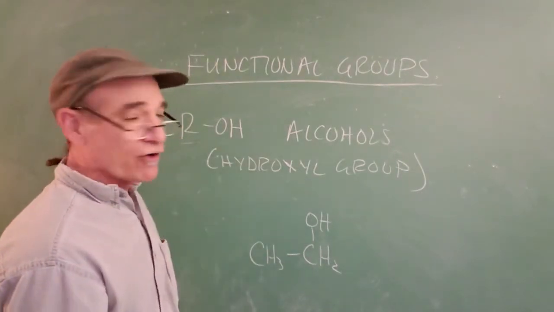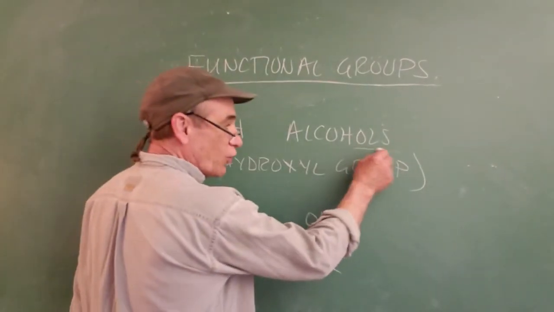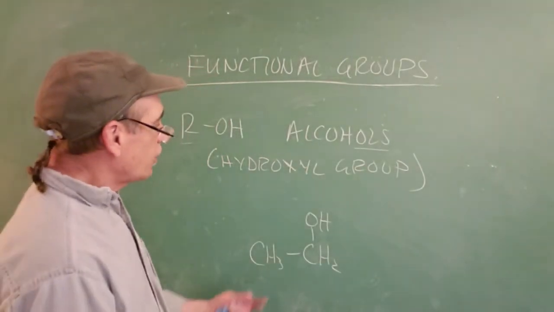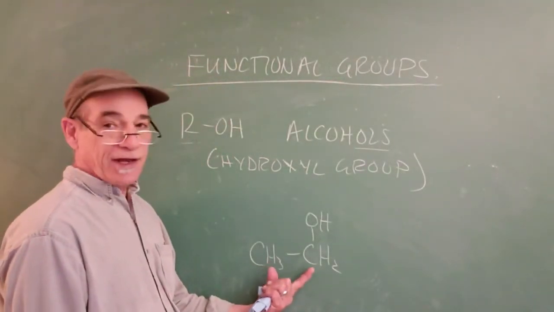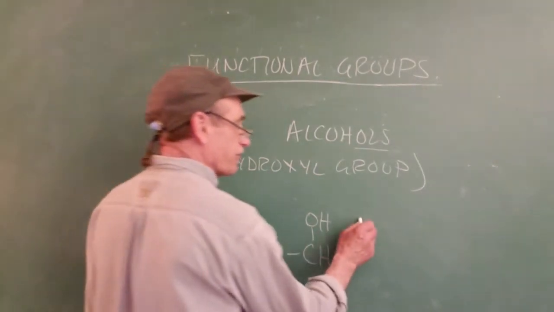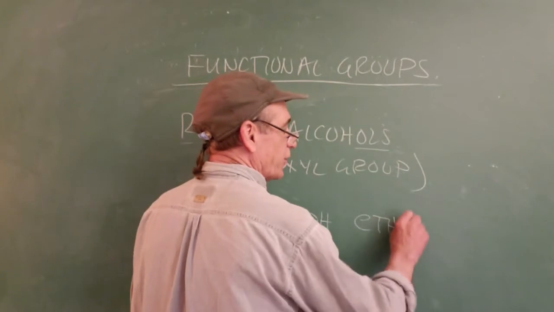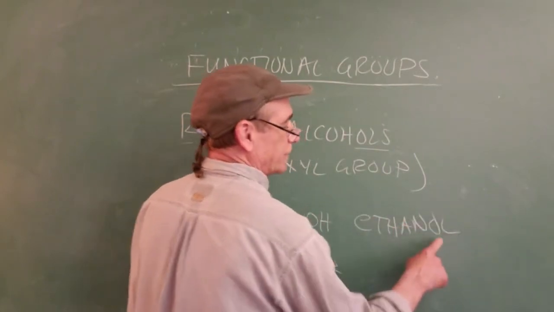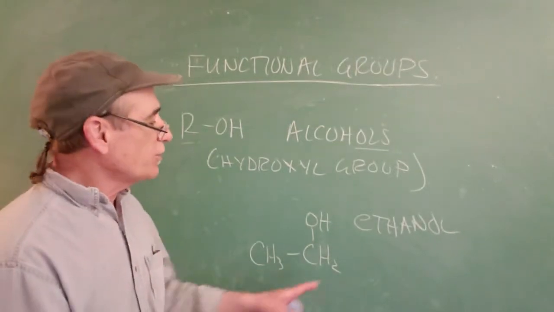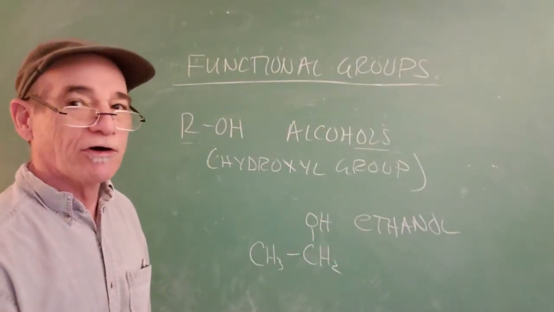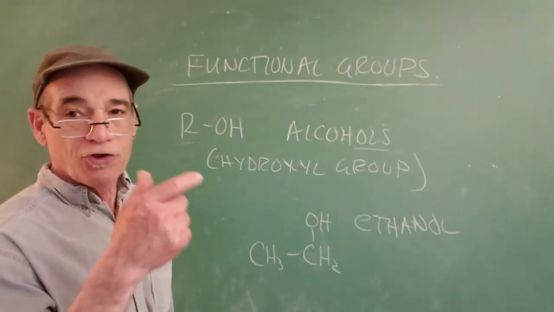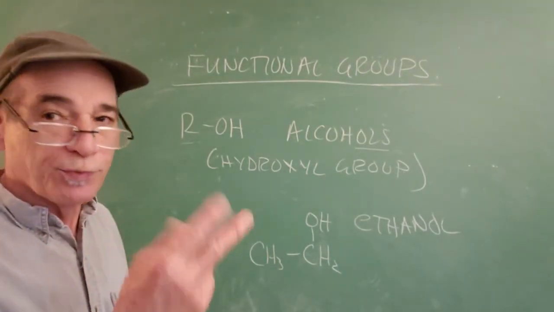Now, the names of the alcohols, very simple. They all end in OL, like alcohol. So, for instance, a 2-carbon compound that has an OH, a hydroxyl group attached to it, is called ethanol. Again, based on 2 carbons, OL at the end tells me it's an alcohol. If it was 1 carbon, it would be methanol. That's wood alcohol. Okay, so you can see we've got methanol, ethanol, propanol, butanol.